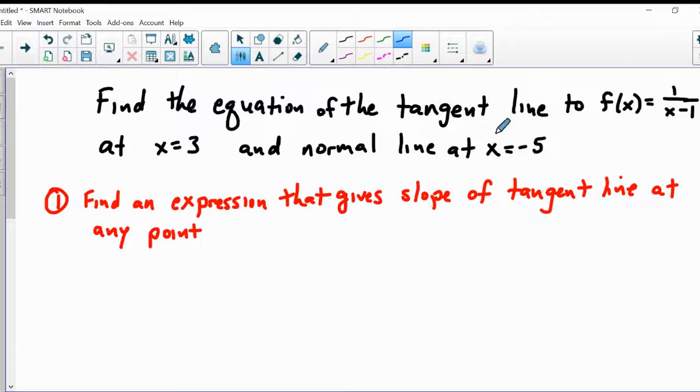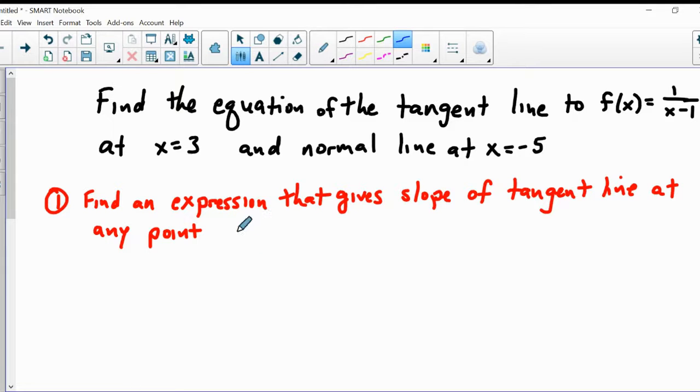We're going to find the equation of the tangent line to f of x equals 1 over x minus 1 at x equals 3, and then the normal line to this function at x equals negative 5. The first thing that we're going to have to do is find an expression that gives the slope of the tangent line at any point for x.